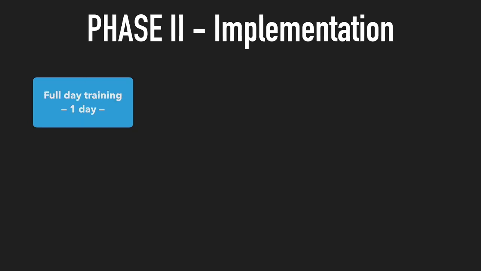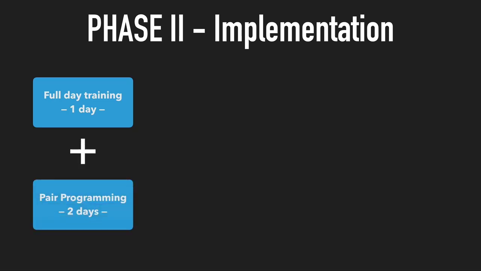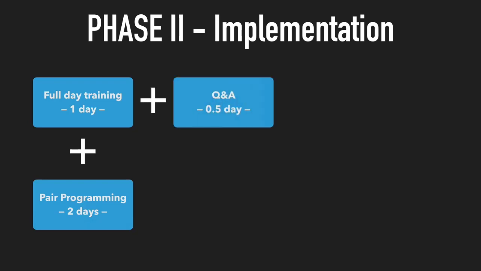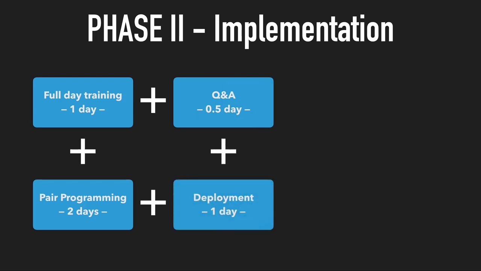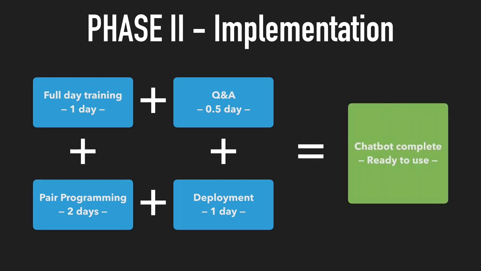The next phase is the implementation. The way we see it working is more or less like this. We'd spend a day with you to provide proper training on how to use NativeChat and how to work with it. Then we would spend about 2 days on pair programming with a dedicated technical expert from your side. We would also spend about half a day working with you to implement those questions and answers. This would probably be done with the subject matter expert. And then we would also spend about a day on setting up the deployment that we agreed on. And finally, this will give you a fully working chatbot ready to use.